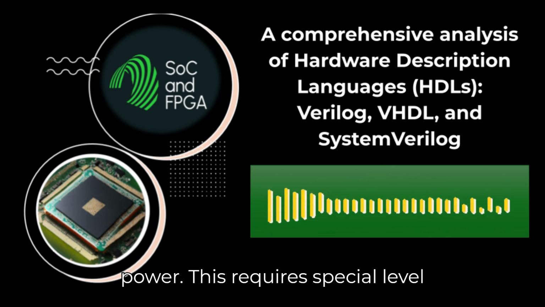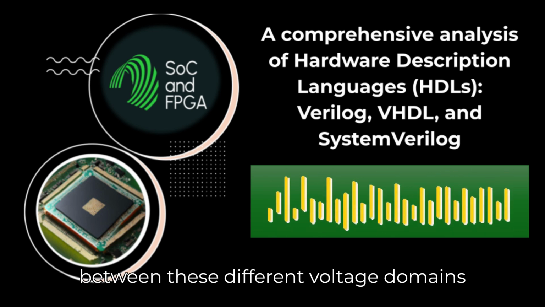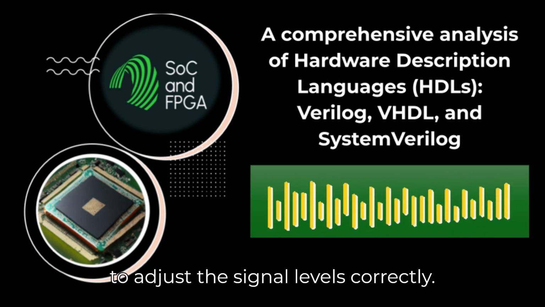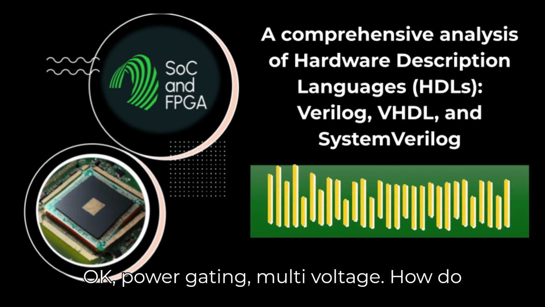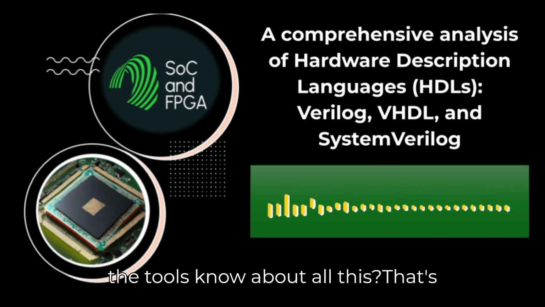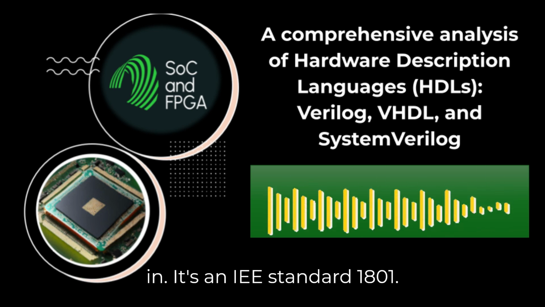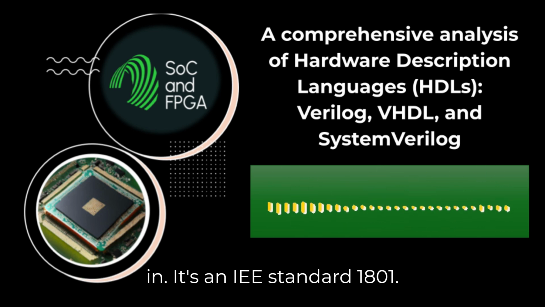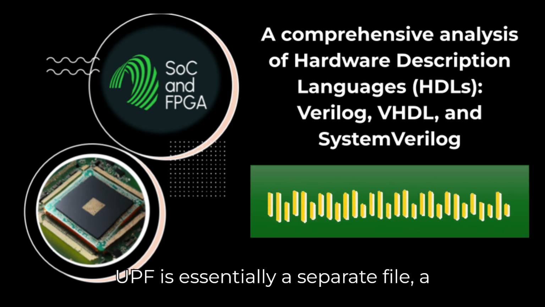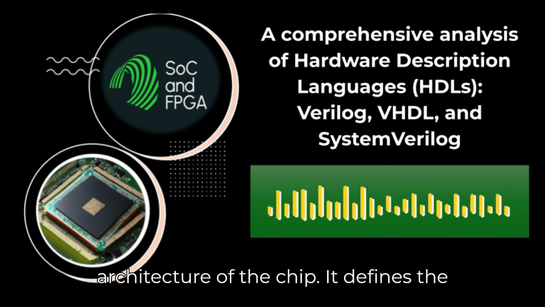This requires special level shifter cells whenever signals cross between these different voltage domains to adjust the signal levels correctly. Okay, power gating, multi-voltage. How do the tools know about all this? That's where the Unified Power Format, UPF, comes in. It's an IEEE standard, 1801. UPF is essentially a separate file, a side file, that describes the power architecture of the chip.